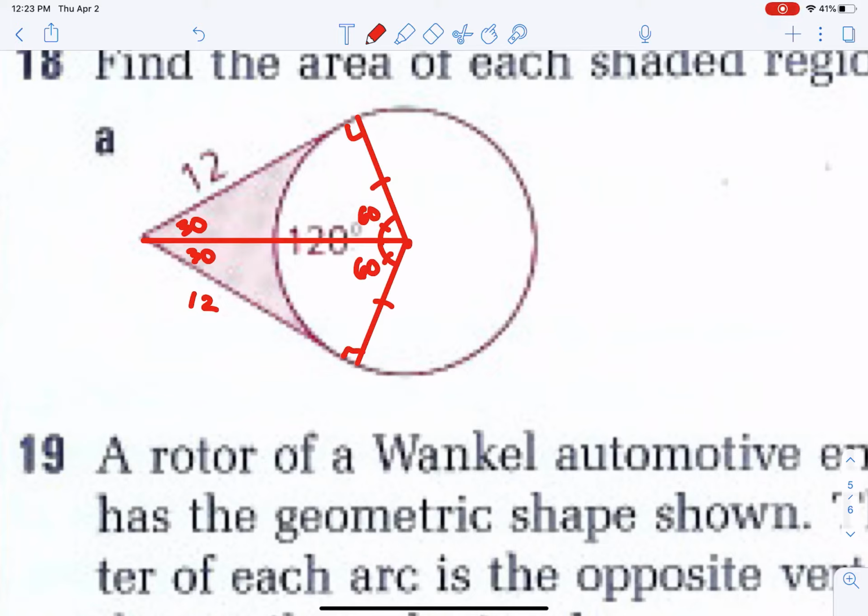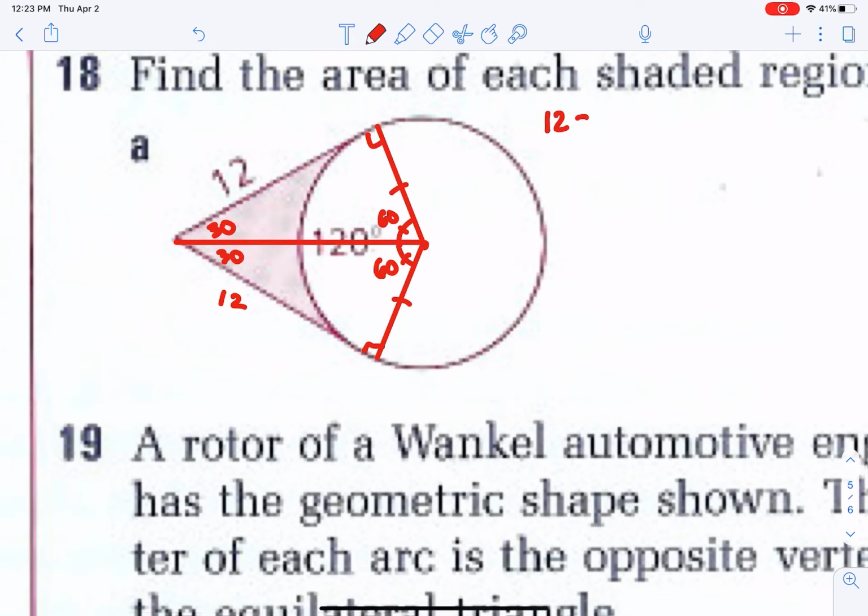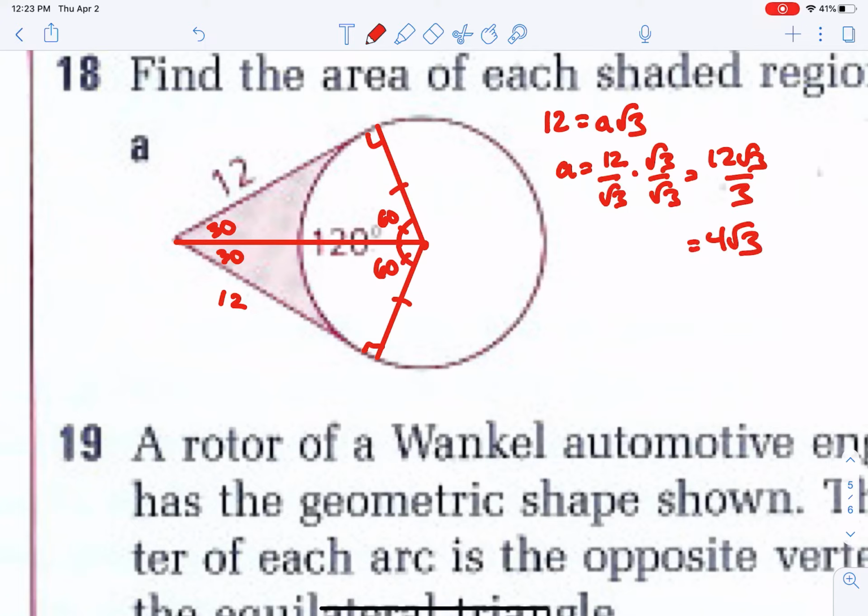If it's a 30, 60, 90 triangle, then we know that this triangle here conforms to those ratios. Now it's a little bit more confusing than that because this is 12. And of course that means that 12 equals a root 3, which means that a equals 12 over root 3. And then when we rationalize, we get 12 root 3 over 3, which is 4 root 3. That is the radius of the circle.